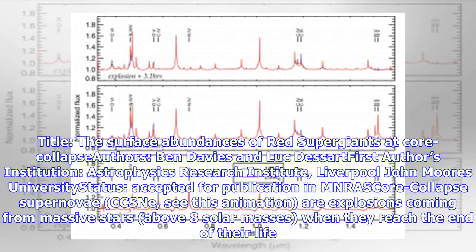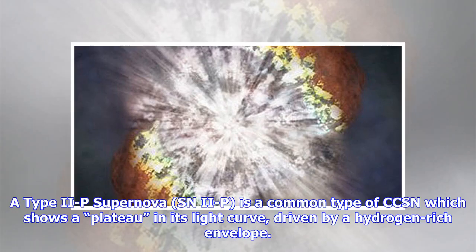Title: The Surface Abundances of Red Supergiants at core-collapse. Authors: Ben Davies and Luke Dessart. First author's institution: Astrophysics Research Institute, Liverpool John Moores University. Status: Accepted for publication in MNRAS. Core-collapse supernovae, CCSNe, are explosions coming from massive stars, above 8 solar masses, when they reach the end of their life. A Type IIP supernova, SNe IIP, is a common type of CCSN which shows a plateau in its light curve, driven by a hydrogen-rich envelope.